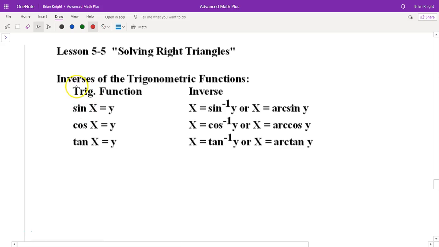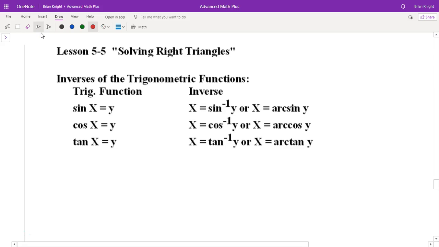Everything in math, doesn't matter what you're dealing with, has an inverse. And basically, what does the inverse do? It undoes whatever its inverse is. Like multiplication's inverse is what? Division. So if I want to undo multiplication, I divide. If I want to undo addition, you subtract. They're inverses, okay?